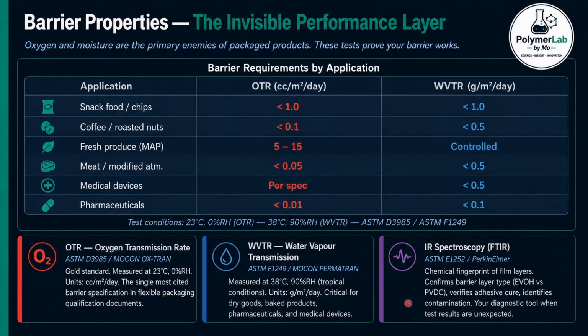FTIR spectroscopy, infrared spectroscopy, is your forensic tool for barrier analysis. When an OTR result is unexpectedly high, when you are eliminating and you don't know which layer is the problem, when you need to confirm that the barrier coating is actually present and in the right quantity, FTIR gives you the chemical fingerprint of every layer in the structure. It identifies functional groups, confirms the material identity, and tracks chemical changes like adhesive cure or coating degradation.